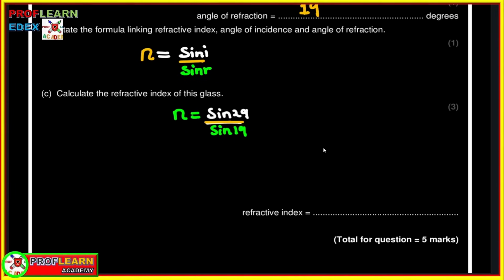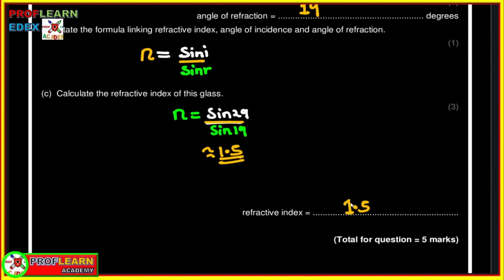And you can see if you work it out, you're going to get 1.5 something. Let's see, just put it in your calculator, and that is approximately 1.5. And remember, refractive index has no units because it's a ratio between the sine of the angle of incidence and the sine of the angle of refraction.